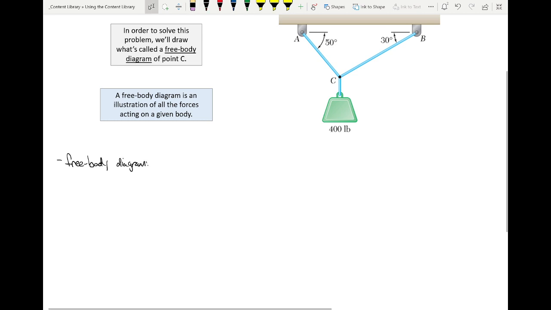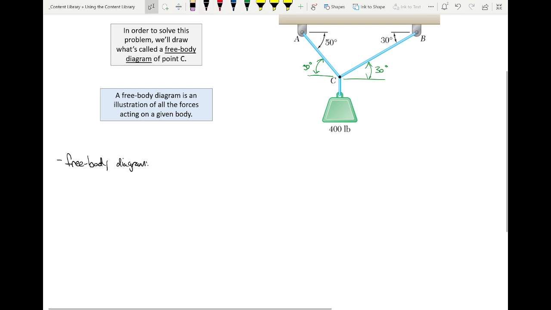So, free body diagram. Before I draw this free body diagram of point C, let's see if you all are paying attention in terms of your measurements. Can somebody tell me what this angle right there is? There we go, 50 degrees. Is that measured from the horizontal? Yes. What about this angle? 30 degrees.